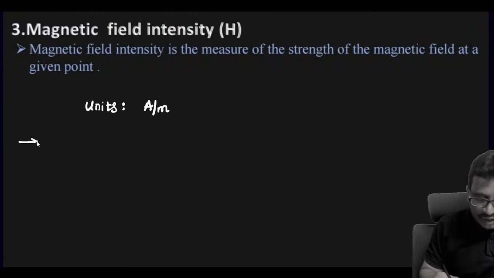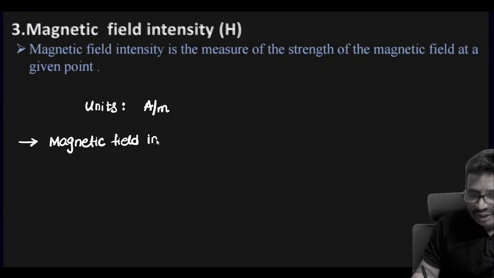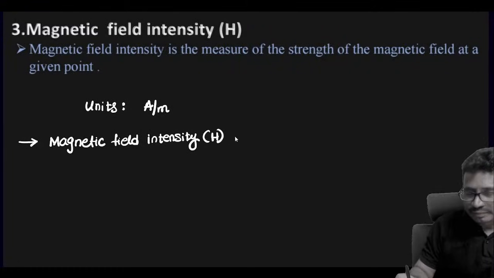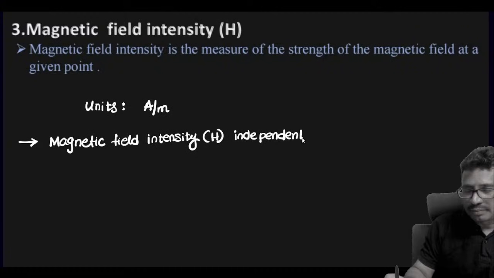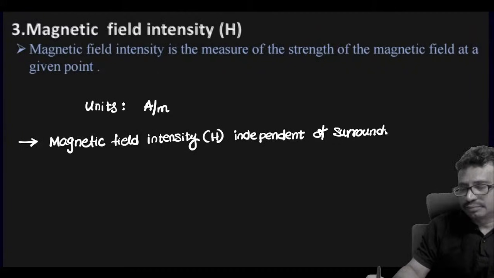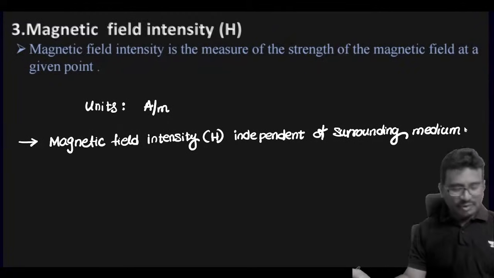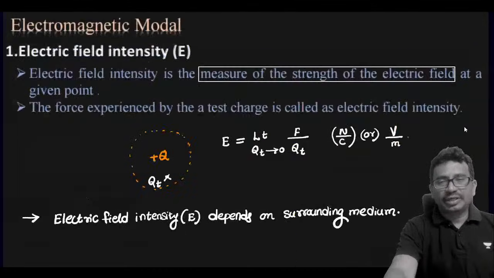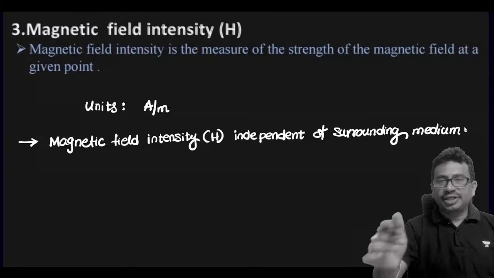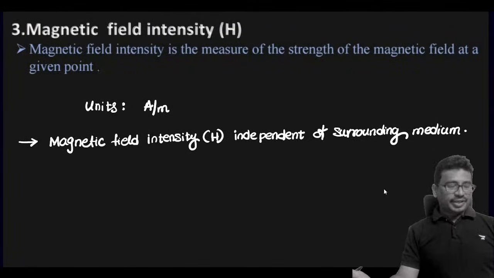And this magnetic field intensity is independent of the surrounding medium. But electric field intensity depends on the surrounding medium. Earlier, the electric field depends, but magnetic field intensity is independent of the surrounding medium. Be very careful, try to remember.